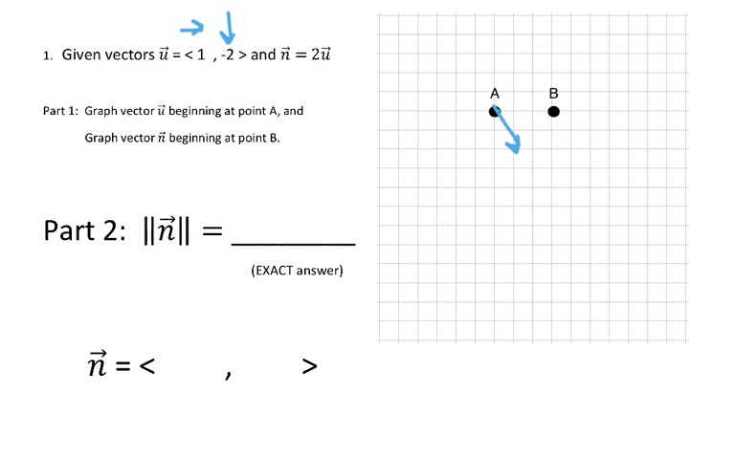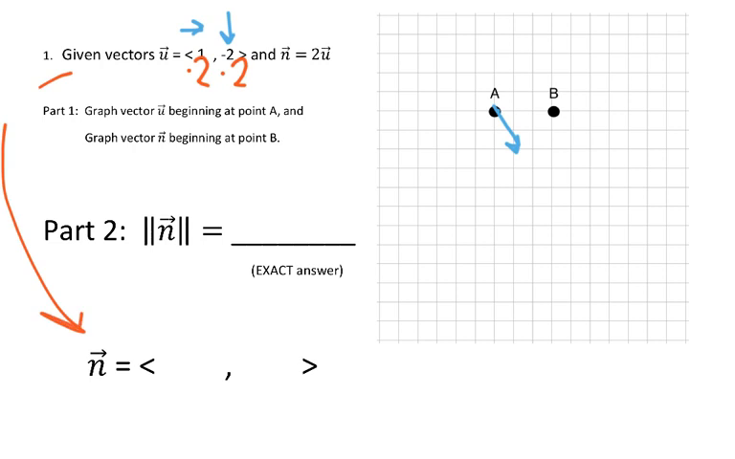Next it says that I need to make a scalar of that. So vector n is 2 times u. So 2 times means it's going to be 2 times bigger. So what I'm going to do is I'm going to take each thing. I'm going to take my x coordinate and times it by 2, and my y coordinate and times it by 2. Now, just so you don't get lost, I'm writing my answer way down here at the bottom.